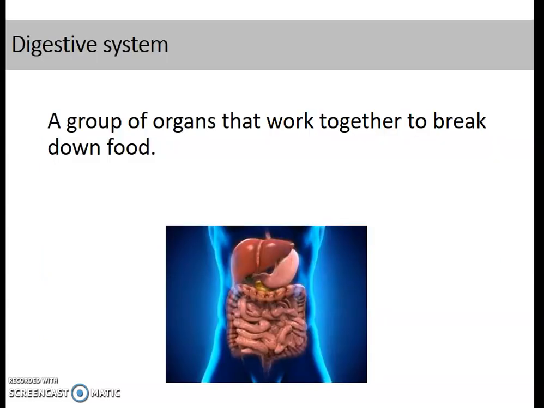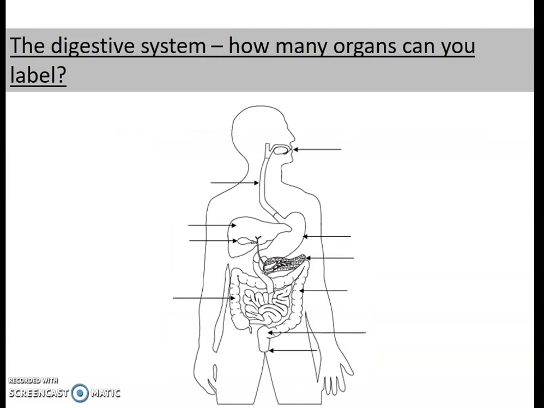So the digestive system, which is the next little bit in this human body lesson 2, is a group of organs that work together to break down food. Now some of you will be aware of the organs that are involved. You've got the stomach, the large intestine, the rectum, the anus. You've also got the mouth, and that's really important that you include that when you are asked what organs are involved in the digestive system.